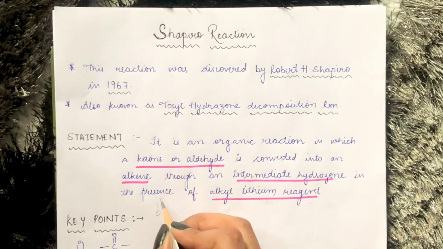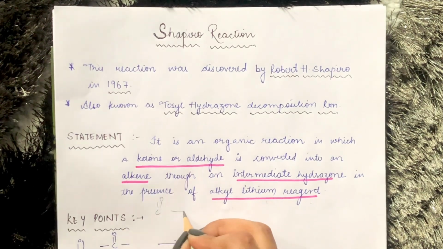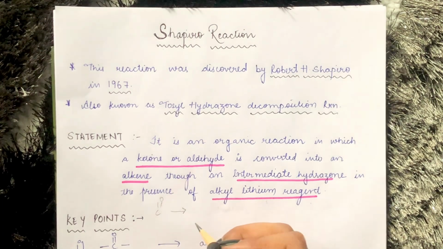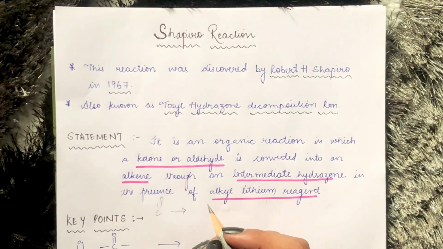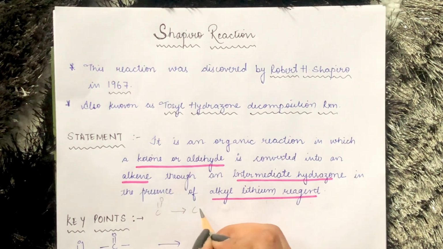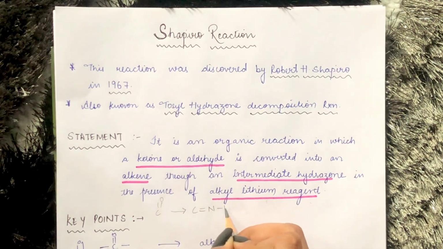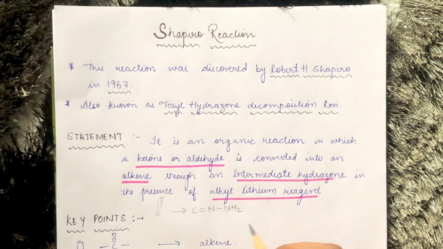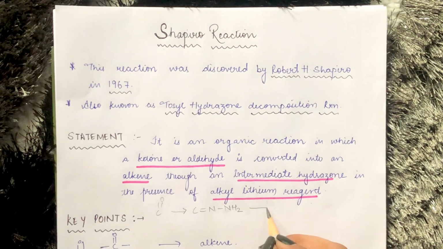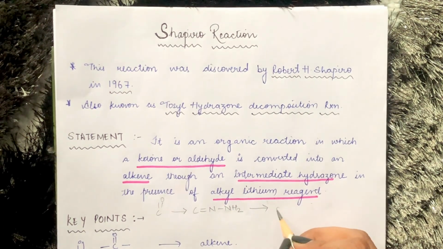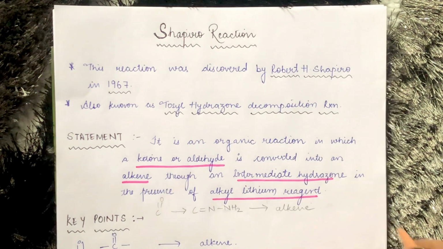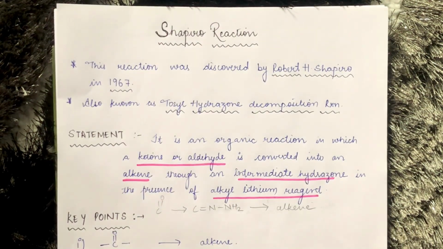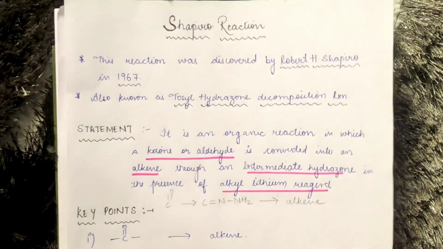So, a ketone first gets converted into a hydrazone intermediate. Hydrazone intermediate is just an organic compound having the formula C=N-NH2, and further on treating with alkyl lithium and a proton source we get alkene. So before starting the reaction mechanism, let's have a look at some important key points which will help you recognize the Shapiro reaction.